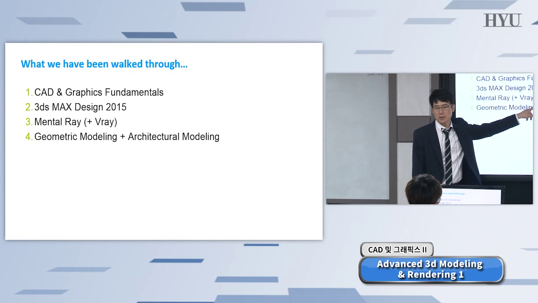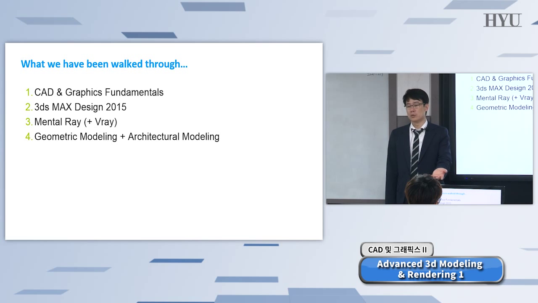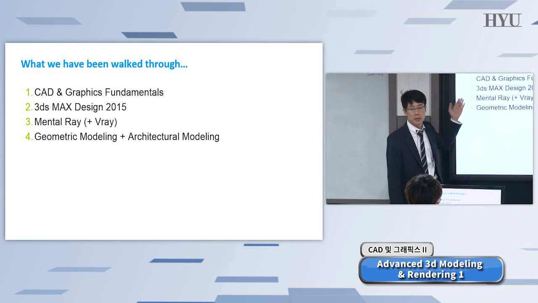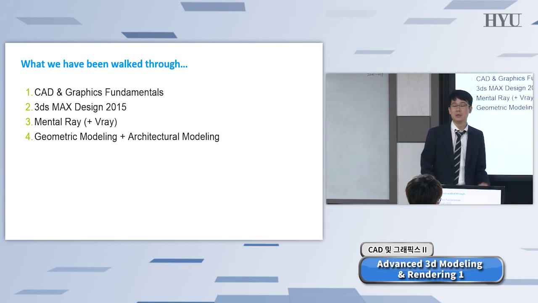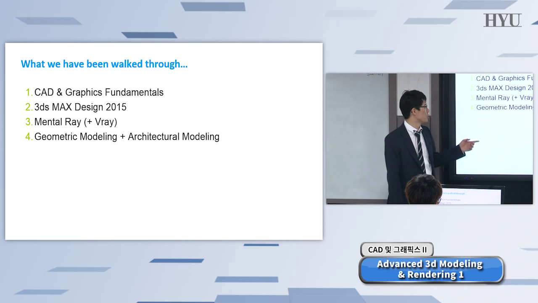Next week's lab exercise is going to be a comparison between mental ray and V-ray. So you're going to learn how to make visualizations using both V-ray and mental ray. But anyway, renderers, okay? And also geometric modeling, mostly for architectural modeling, building modeling, simply because we are working on interior architecture design, okay? So we have been walked through this part.